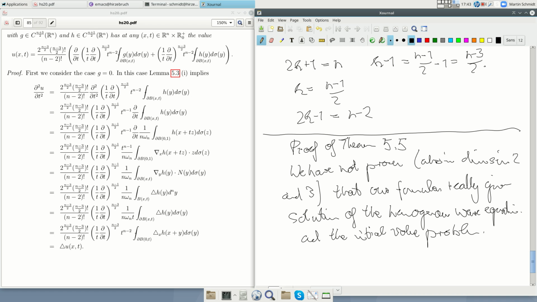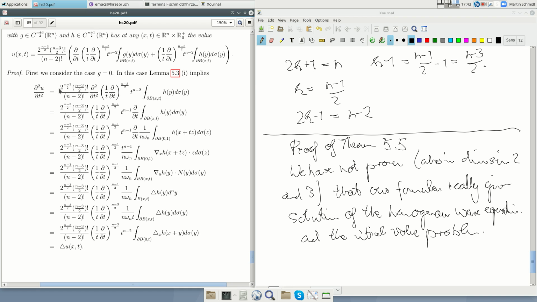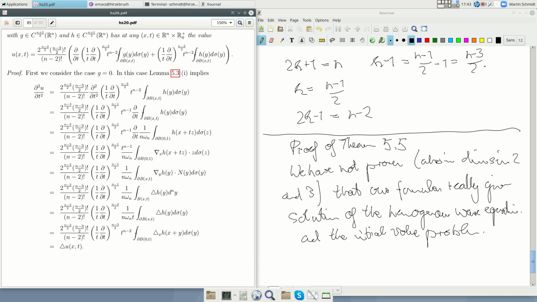Okay, this is some nice calculation. This is of course linear. So we may consider the two cases independently, as we did also in the heat equation. We may either take G equals 0 or we may take H equals 0. We start with the case that G is equal.